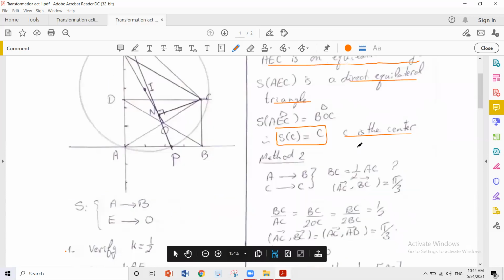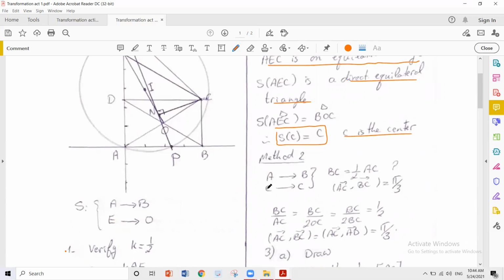Method 2, as Thomas was saying: we have A onto B and C onto C. For this to be true, BC must equal half AC, and the angle ACBC should be pi over 3. For C to be the center, meaning the image of C equals C, I take A onto B. Is BC equal half AC?